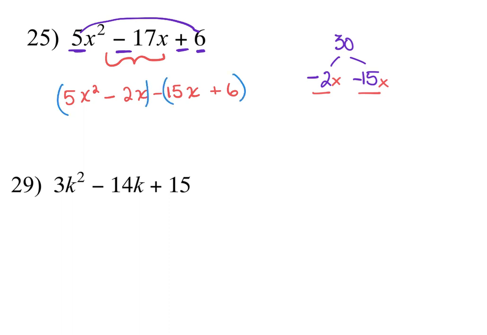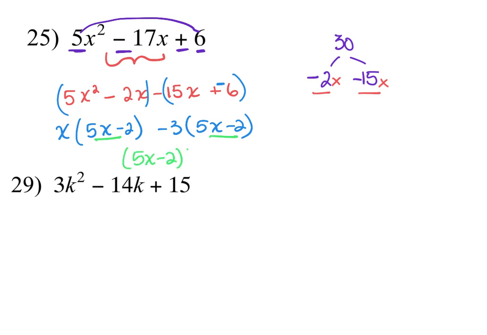And again, I'm factoring behind a negative. So I'm going to change this last sign only when you group behind a negative. Take out your common factor. Here it's an x. Here it's a 3. And then, of course, do your 2 groups. And you're done.